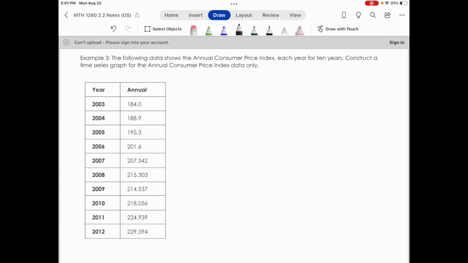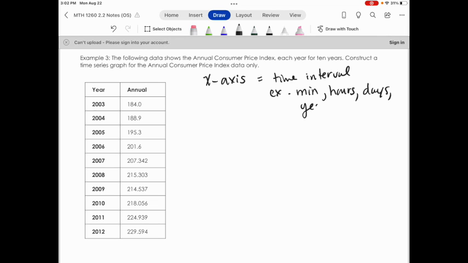In this last example, we're going to go over what's called a time series graph. And that's just your basic graph where you have your x and your y-axis, and you're going to graph some ordered pairs and then connect the dots with lines. But it's specifically called a time series graph because you're tracking something over a period of time. So your x-axis for a time series graph is always going to represent some time interval. And so it will be, for example, in minutes, hours, days, years, etc.